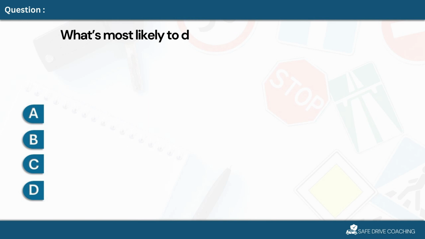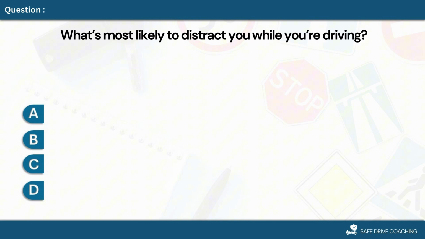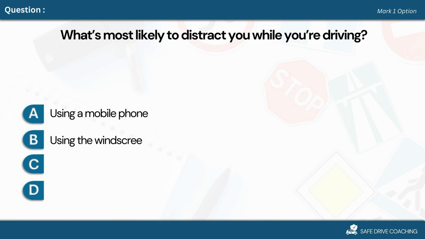What's most likely to distract you while you're driving? A. Using a mobile phone. B. Using the windscreen wipers. C. Using the demisters. D. Using the mirrors.